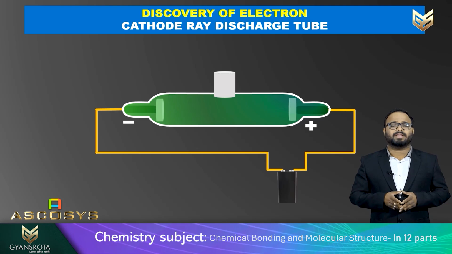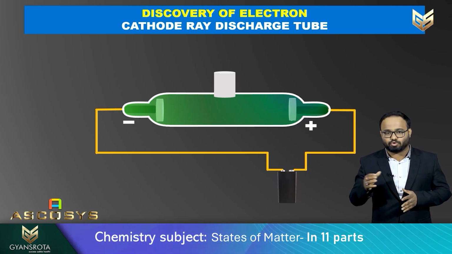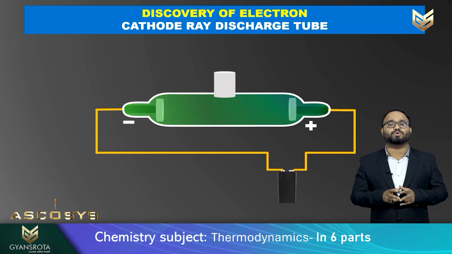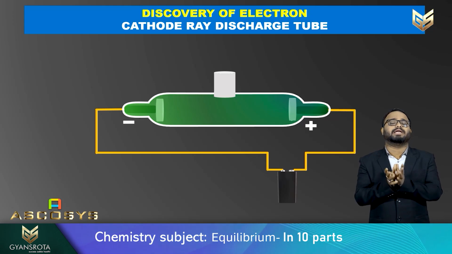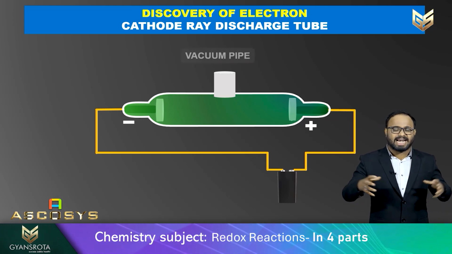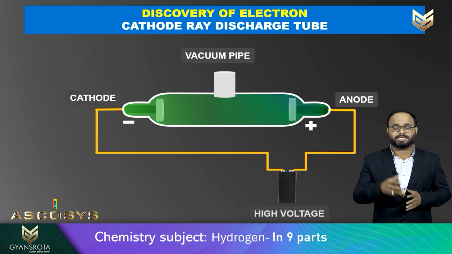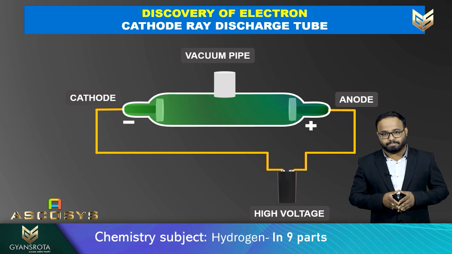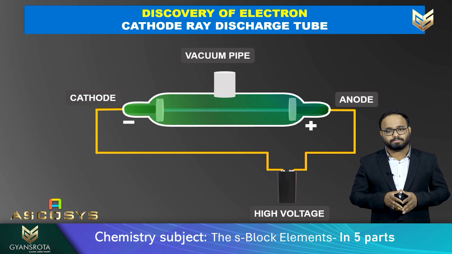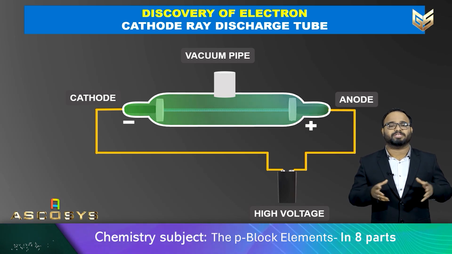In the year 1879, William Crookes studied the conduction of electricity through gases. He performed the experiment in a discharge tube, which is a cylindrical hard glass tube about 60 centimeters in length. It is sealed at both ends and fitted with two metal electrodes, as you can see in the diagram of the cathode ray discharge tube. The cathode is negatively charged and the anode is positively charged.